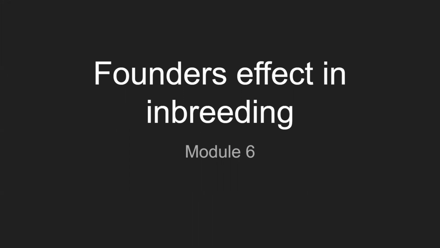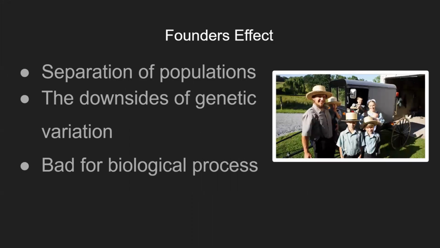Module 6 goes over the founder's effect, and I wanted to look at the founder's effect when it comes to inbreeding. Founder's effect is when a smaller population separates from a bigger population, but they do have downsides to this because they do decrease in genetic variation. So it ends up being bad for the biological process of producing offspring because you are lowering your genetic variation.